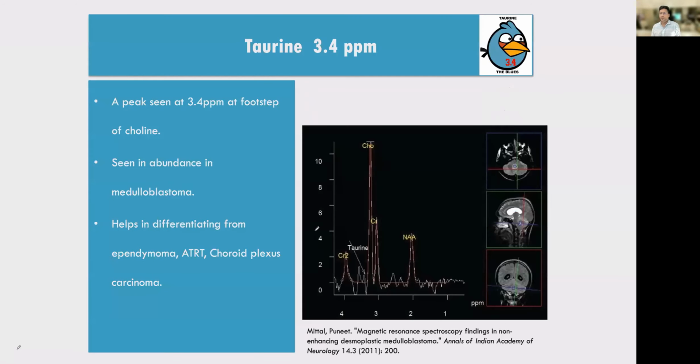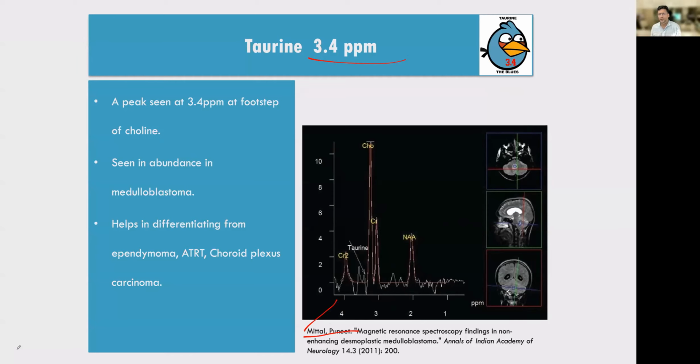And this is taurine. Taurine is again a slide from our own. This is an article, I got it from an article. So here, if you see this borrowed image, taurine you can get around 3.4, in short TE only. If you want to see all these small peaks, you will see them in the short TE only.